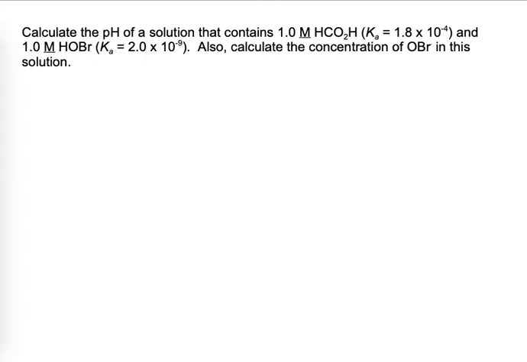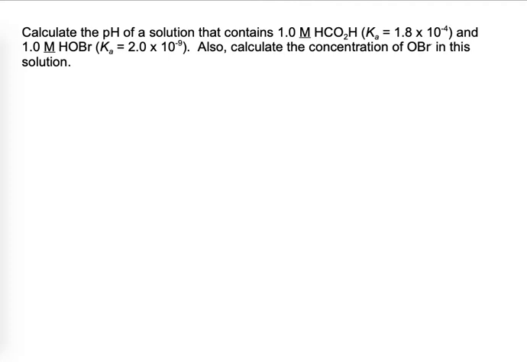Here's a more complicated problem. Calculate the pH of a solution that contains 1 molar HCO2H, which is formic acid, for which Ka is given, and 1 molar hypobromous acid, for which Ka is given as well. Also calculate the concentration of hypobromite in this solution. Well, we have a solution that contains equal molar concentrations of 2 weak acids, but look at the magnitudes of Ka. Formic acid, the first one, is 100,000 times stronger in acid than hypobromous acid.